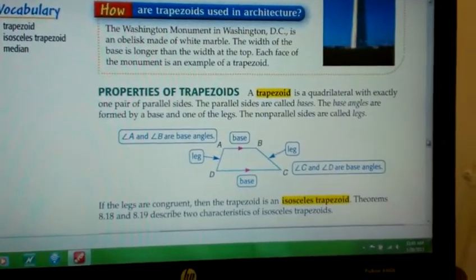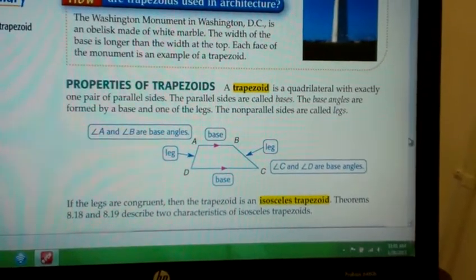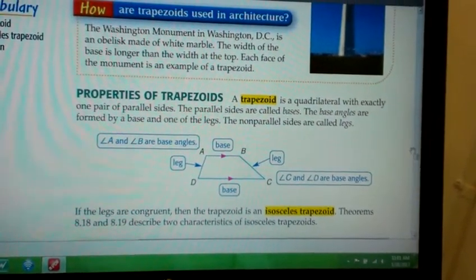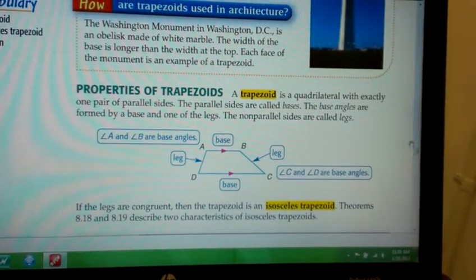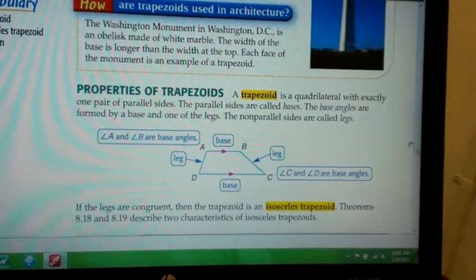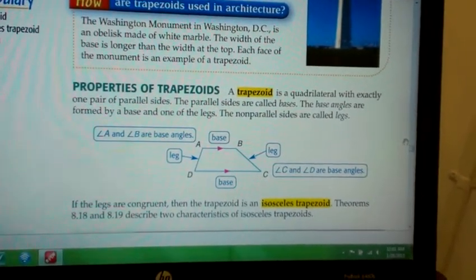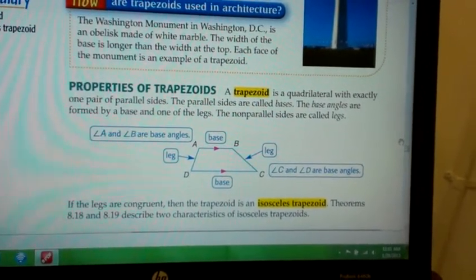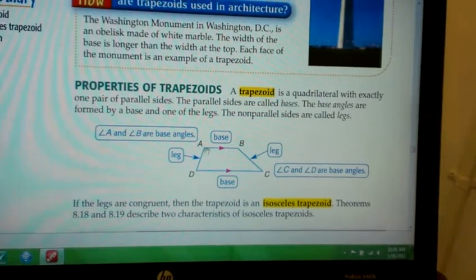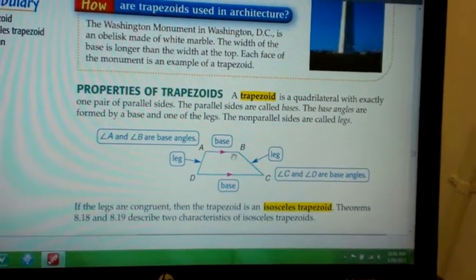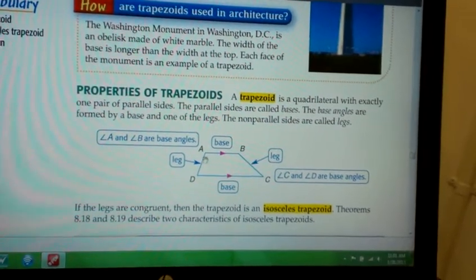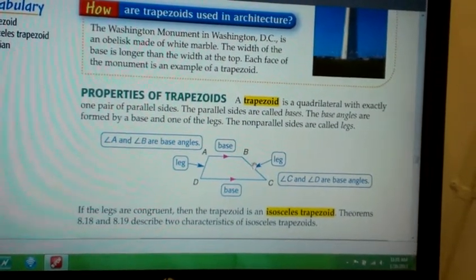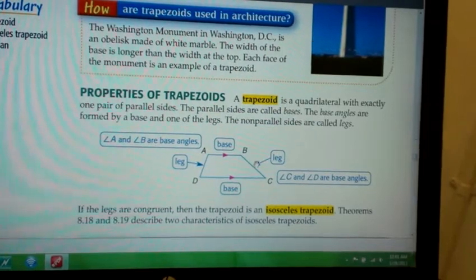A trapezoid, as you can see by the definition, is a quadrilateral with exactly one pair of parallel sides. The parallel sides are called bases. The base angles are formed by a base and one of the legs. The non-parallel sides are called legs. If you look at this trapezoid, there is the top base and the bottom base, and they're parallel. The left leg and the right leg are not parallel. That's why they're called legs.